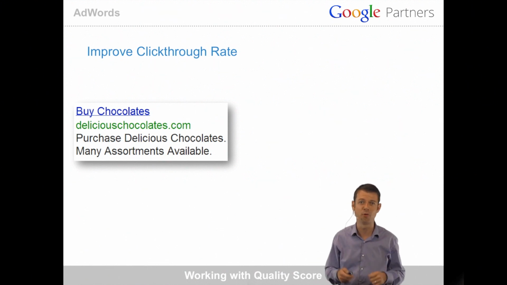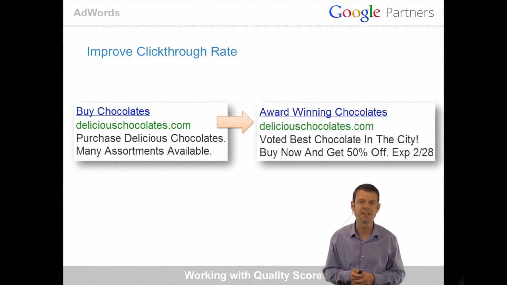So here's an example. Say that you have an ad for chocolates and it just says buy chocolates, purchase delicious chocolates, many assortments available. Well, that's an okay ad, but the problem with it is it's a little bit generic. Many assortments available doesn't really mean anything to people. So what about trying a different ad text variation that says award-winning chocolates, right?